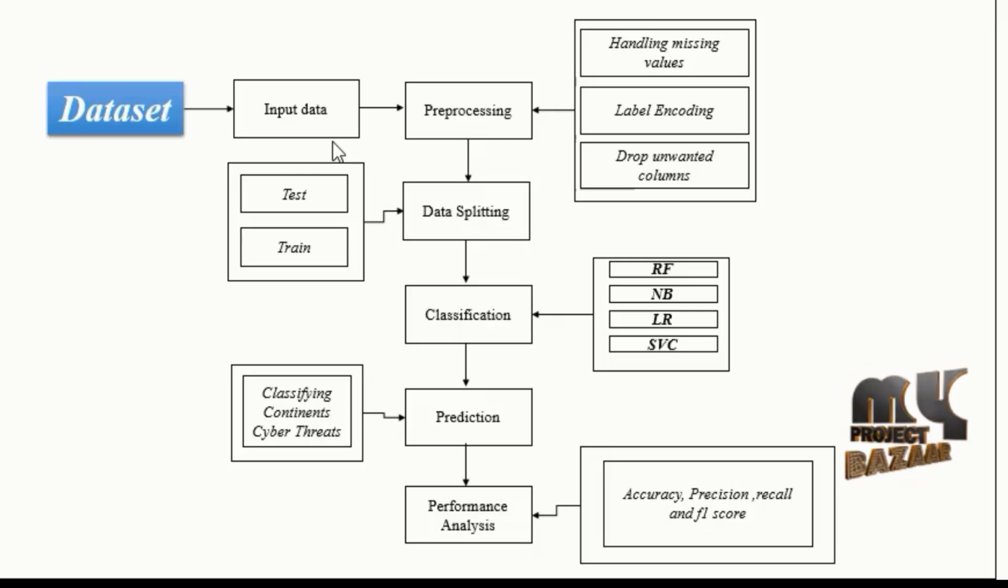classify the data with the classification models: random forest, Naïve Bayes, linear regression and support vector classifier. Overall, the support vector classifier model provided the better performance for our work, and then predicts our results. Based on the results we calculate the performance metrics: accuracy, precision, recall and F1 score. So this is the overall flow of our work.